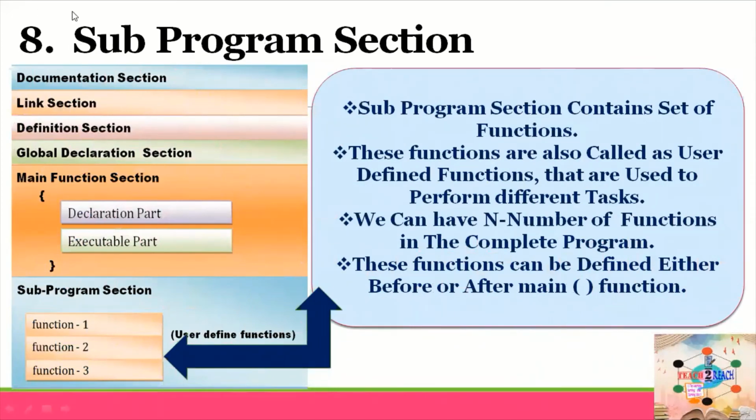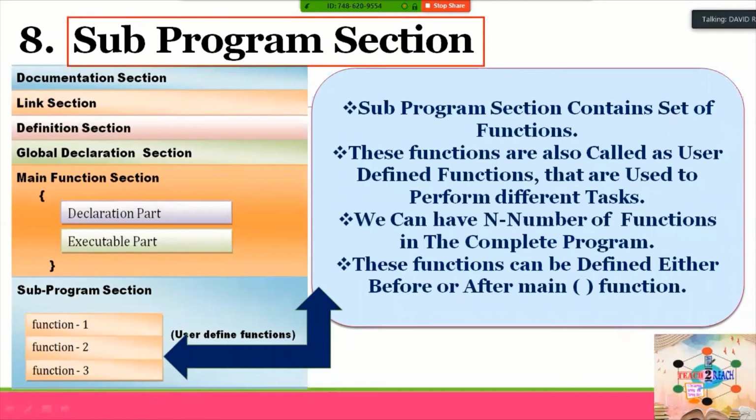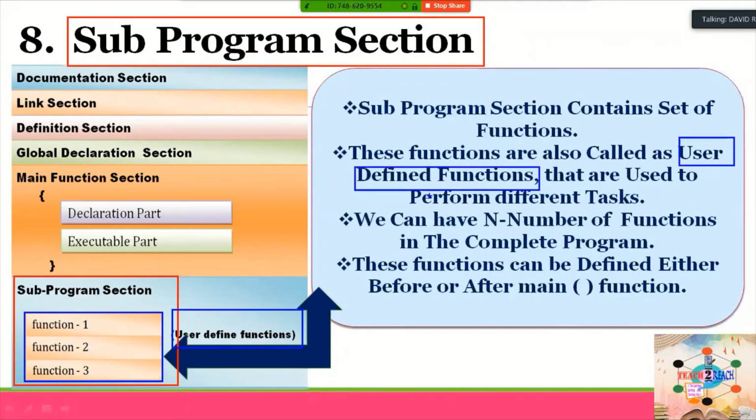Then last but not least, the subprogram section. This part is called the subprogram section, which includes different functions. These are n number of functions that are part of the subprogram section. There is no restriction. You can define n number of functions under this subprogram section. The subprogram section is also called user-defined functions, and it contains a set of functions that are used to perform different types of tasks. Under this subprogram section, we can have n number of functions to perform n different types of tasks.